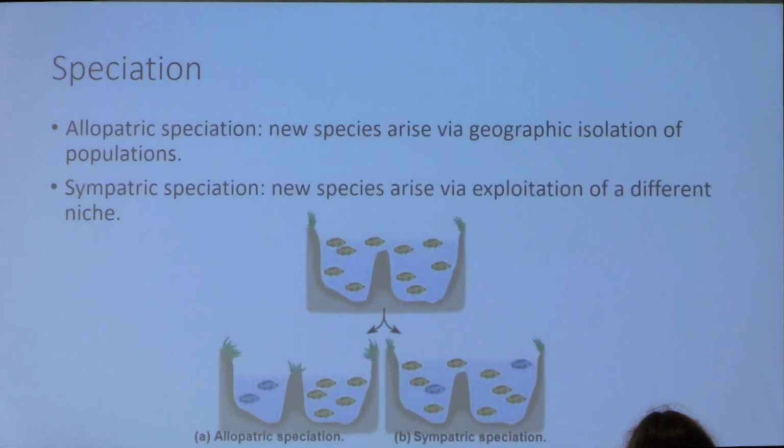And this is a nice little diagram showing you that. For figure A, there's a little barrier that forms two different species, and then in sympatric, the species are together and overlapping, but they exploit different niches and opportunities.